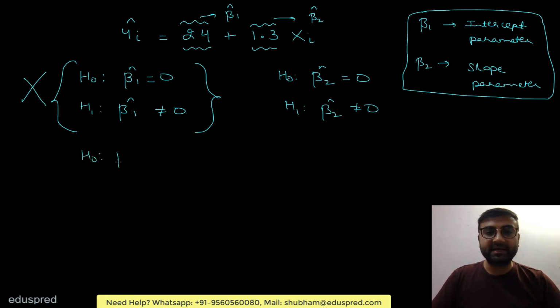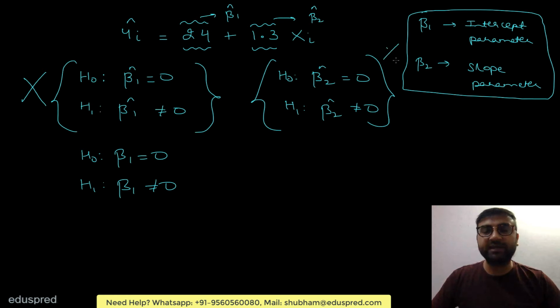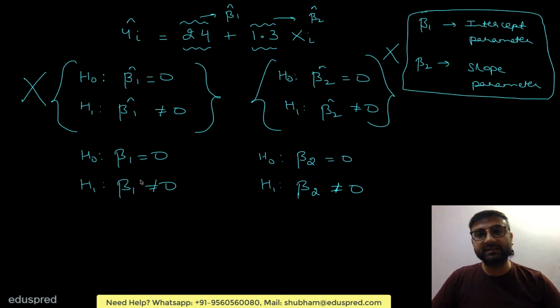What you can write instead is beta 1 equal to 0 and the alternative is beta 1 not equal to 0. Similarly, this is absolutely wrong. You cannot hypothesize about the value of the estimator. You get to observe the value of the estimator. You hypothesize about the value of the population parameter. So you can write null as beta 2 equal to 0 and alternative as beta 2 not equal to 0. This is one of the things you should keep in mind: whenever you are writing the null hypothesis and the alternative hypothesis, make sure that you are not writing these on the estimators and you are writing these on the population parameters.